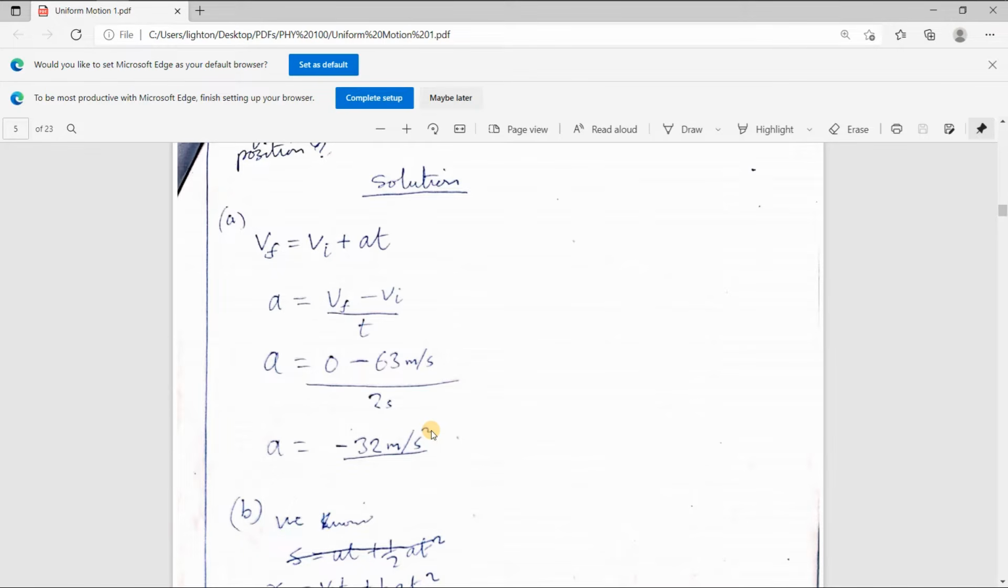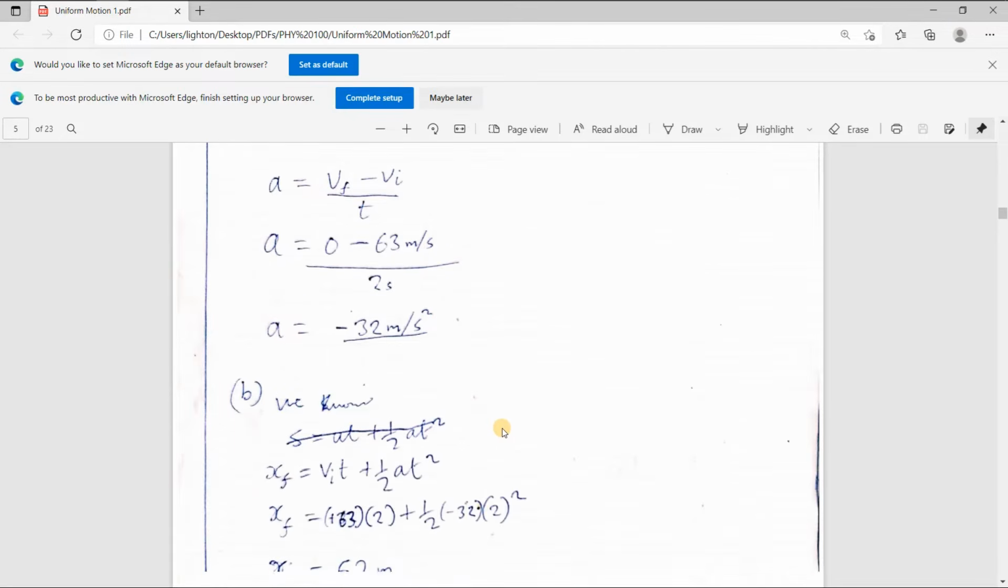That's our acceleration. This acceleration being negative means that of course this jet was reducing its speed. That's why we have negative 32 meters per second squared. It was, in other words, decelerating. That's why it's a negative acceleration.